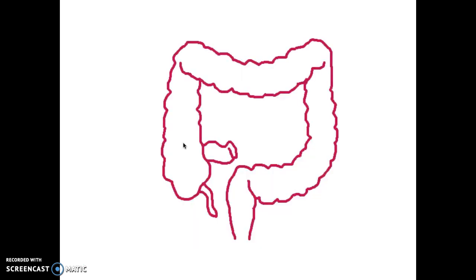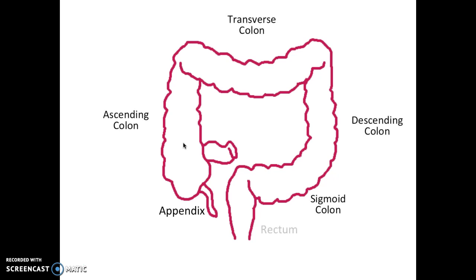So just to remember some of the basic colon anatomy, we have the appendix, the ascending colon, the transverse colon, the descending colon, the sigmoid colon, and the rectum. So this blue box is outlining the sigmoid colon because that's the most common site for diverticula.